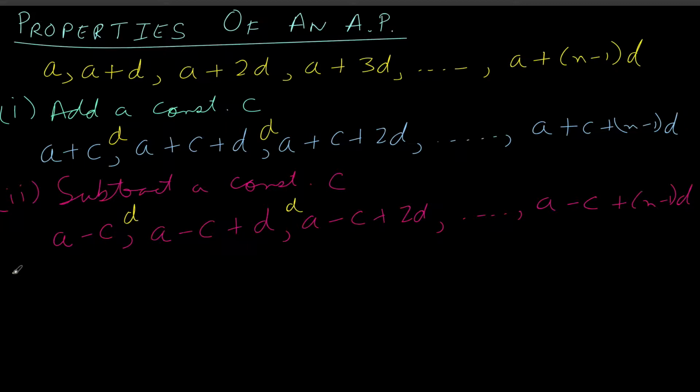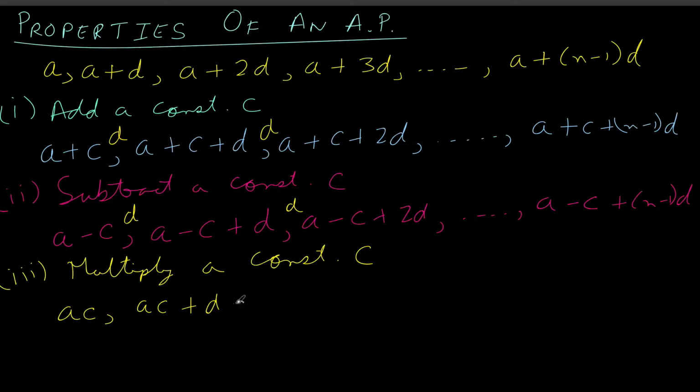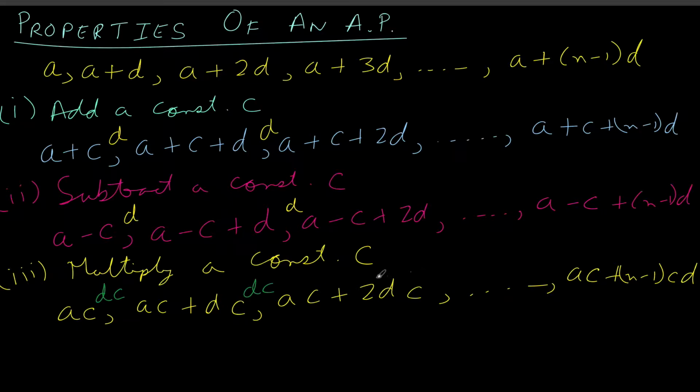Now let's see what happens if we multiply by a constant C. If we multiply, then the first term becomes AC, the second term becomes AC plus DC, the third term is AC plus 2DC, and you can write the nth term as AC plus n minus 1 times CD. So if you subtract these, you get the common difference as DC, 2DC minus DC, and so on.